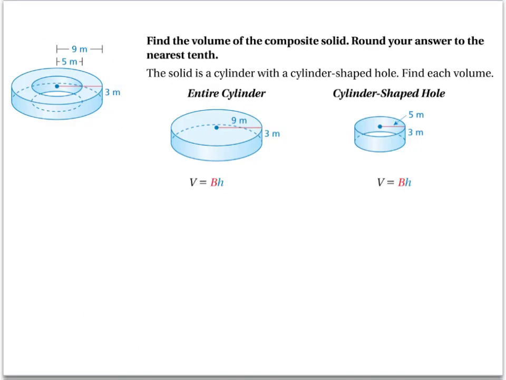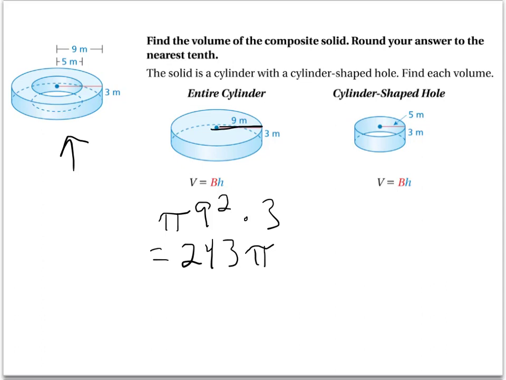Here's another example, but this time we're going to take away a section. We have a cylinder here with a hole cut out, think of a donut or something, and we have to decide how we go about doing this. I want to find the volume of the entire cylinder. To do so, I'm going to multiply pi. My radius here is 9, so I'm going to say pi times 9 squared times my height of 3. When I do that, I get 81 times 3 is 243 pi. I'm going to leave that right there for a moment, and I'll subtract that.